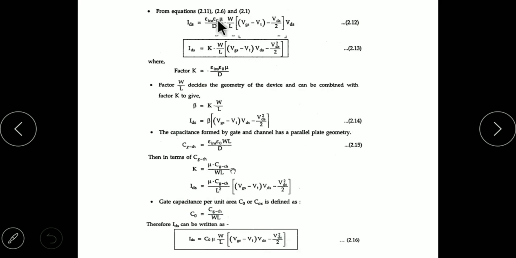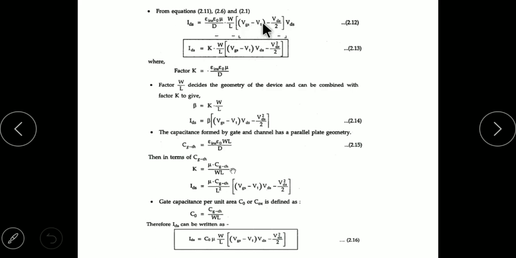Then if you simplify, you will get epsilon insulator epsilon naught mu by d into W by L into Vgs minus Vt minus Vds by 2 into Vds. My request is, please write it down and then simplify it, you will get this one. IDS is equal to, if you assume that epsilon insulator epsilon naught into mu by d is equal to k, then k into W by L, Vgs minus Vt minus Vds by 2, into Vds.